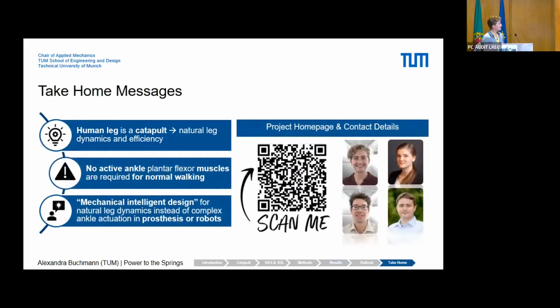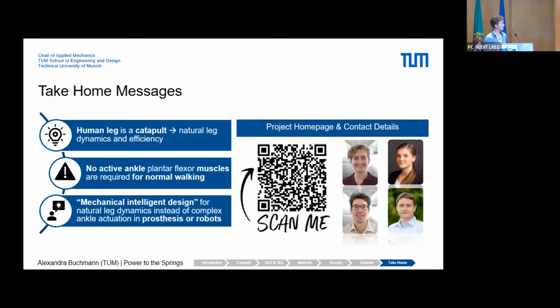And with that, I would like to conclude with some important take-home messages. First of all, please remember that the human leg is actually a catapult, and that the two videos in the beginning are showing exactly the same mechanical effect. Then, as I said, probably there is no active ankle actuation needed, at least not for steady state walking. Of course, evolution probably has its reason why we still have muscles down there, but maybe not for walking.